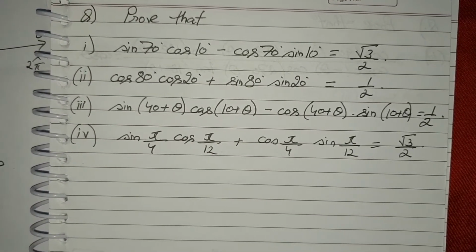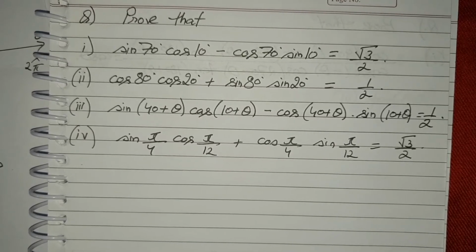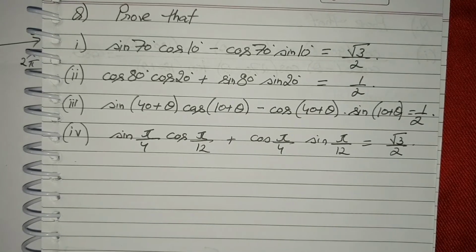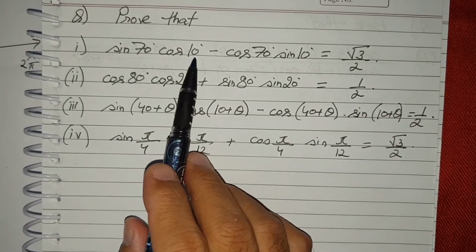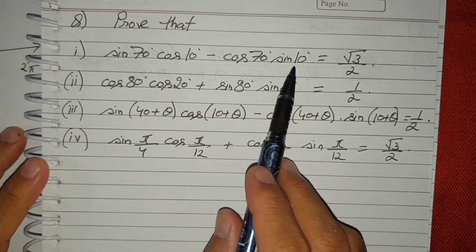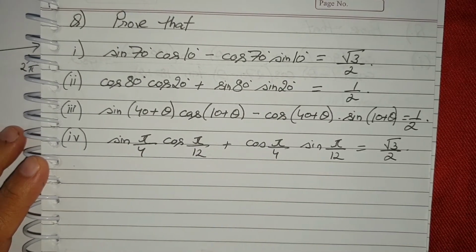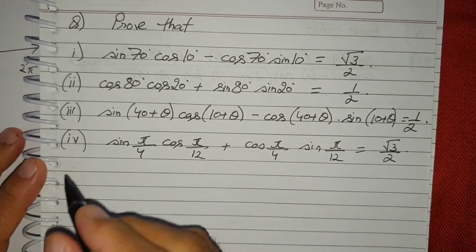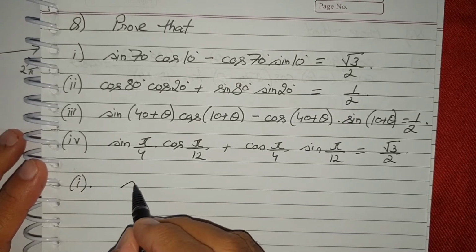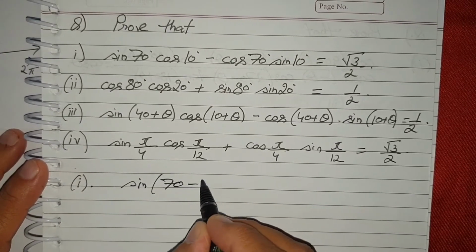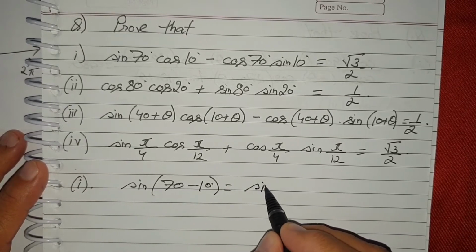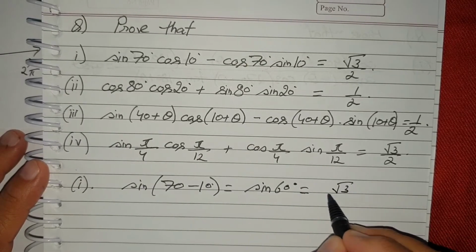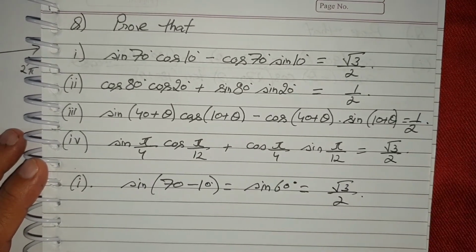Prove that sine 70 cos 10 minus cos 70 sine 10 is root 3 by 2. Basically in this example, we have to recognize which formula is being used. Considering this as A, this as B, this is sine A cos B minus cos A sine B. So the formula used is sine A minus B. Sorry, I said cos A minus B by mistake. So sine A minus B is sine 70 minus 10, which is sine 60 degree, and sine 60 degree is root 3 by 2. So we have proved this in the first step only.